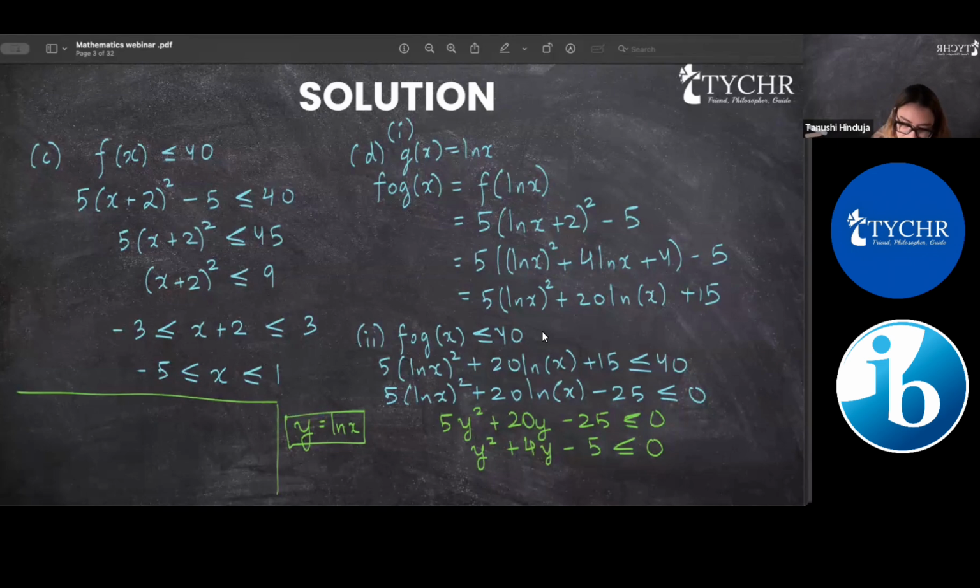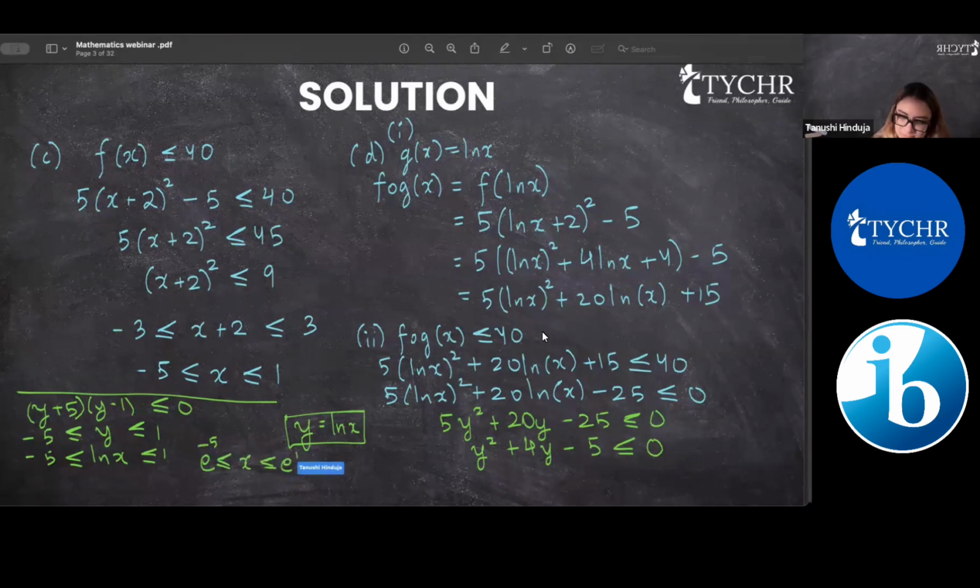We will get y plus 5 and y minus 1 is less than or equal to 0. So whenever I want a quadratic to be negative and it's a concave up quadratic, then I would want to stay between the two roots. So I have to stay between negative 5 and 1. Y was nothing but ln x, so that means ln x has to stay between negative 5 and 1, which means x has to stay between e to the negative 5 and e to the 1. So this would be the interval for x. That's the answer.